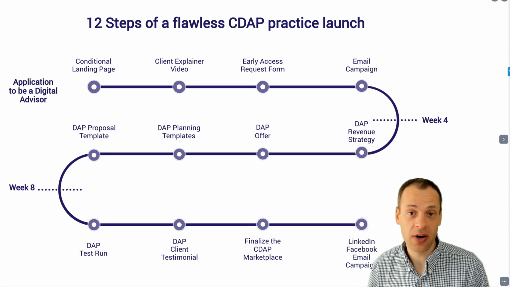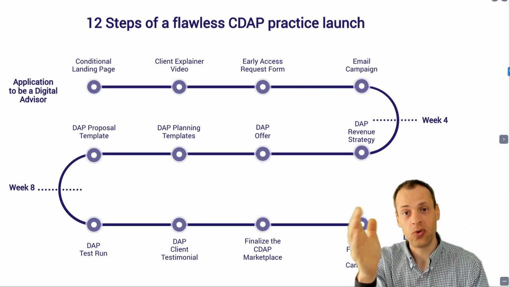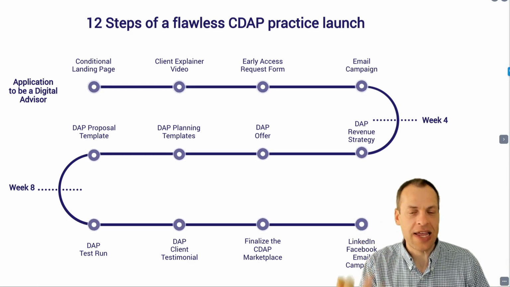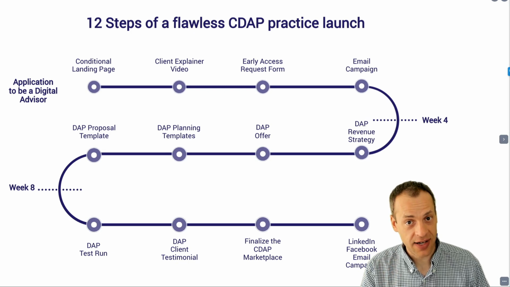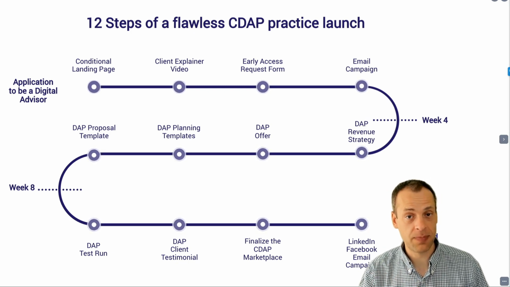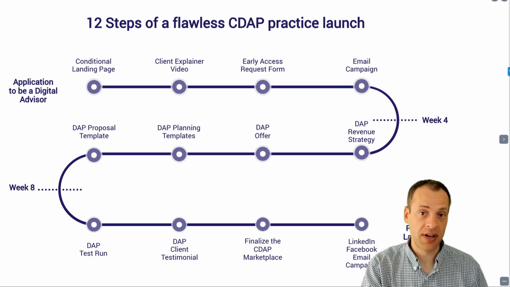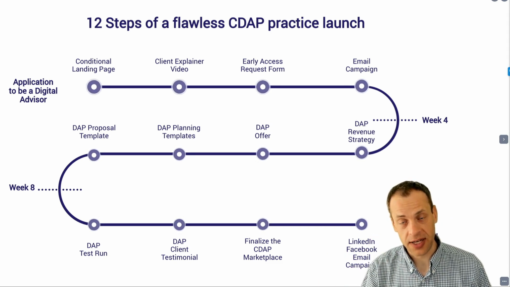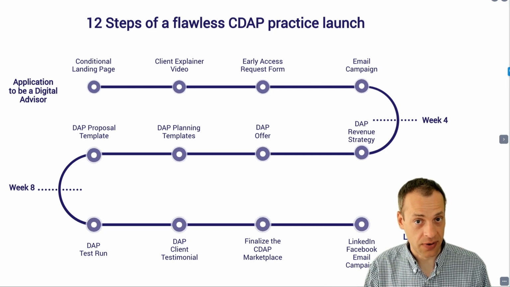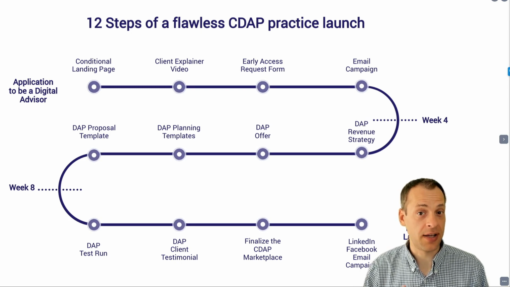So in this video, we are going to go through the 12 steps every CDAP advisor should do after applying. First, a conditional landing page. You are able to say that you applied for CDAP, and you can create a conditional landing page saying that we applied to become a CDAP advisor. These are the benefits, this is what qualified us, and you can use this landing page later for particular reasons.